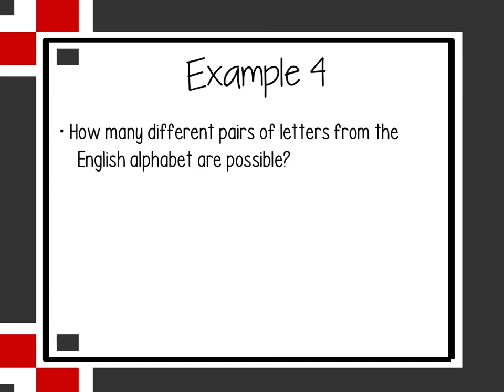So this is how many different pairs of letters from the English alphabet are possible. 26 times 26. We're not saying anything about replacement or non-replacement, which means it's the full set each time. So 26 times 26 is 676.